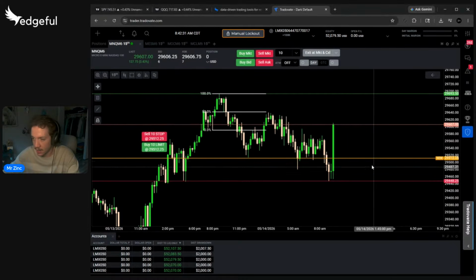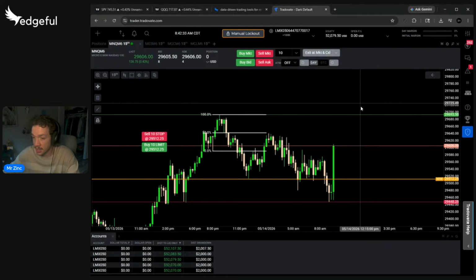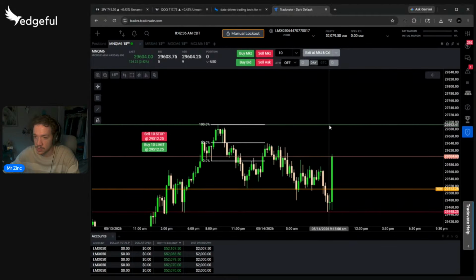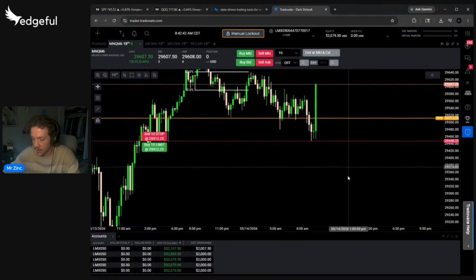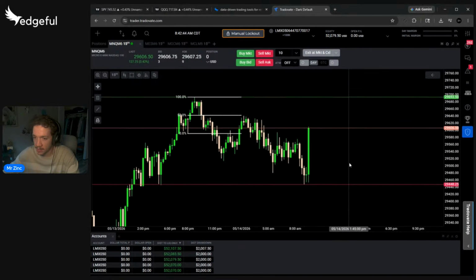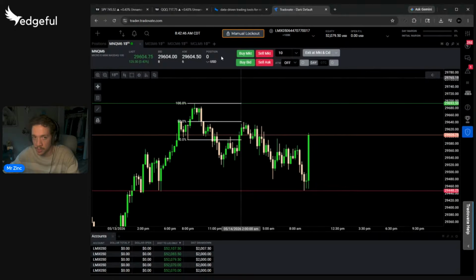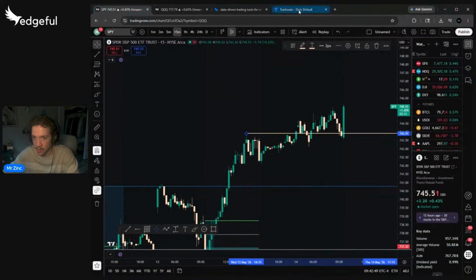So if we go up to 30,000, which I think is the next draw on Qs, once we hit that, I think we're going to have a pretty nasty rejection. Or we go down to 29,000, we would have a pretty aggressive bounce, but it typically sweeps over those levels. So it doesn't go and stop.